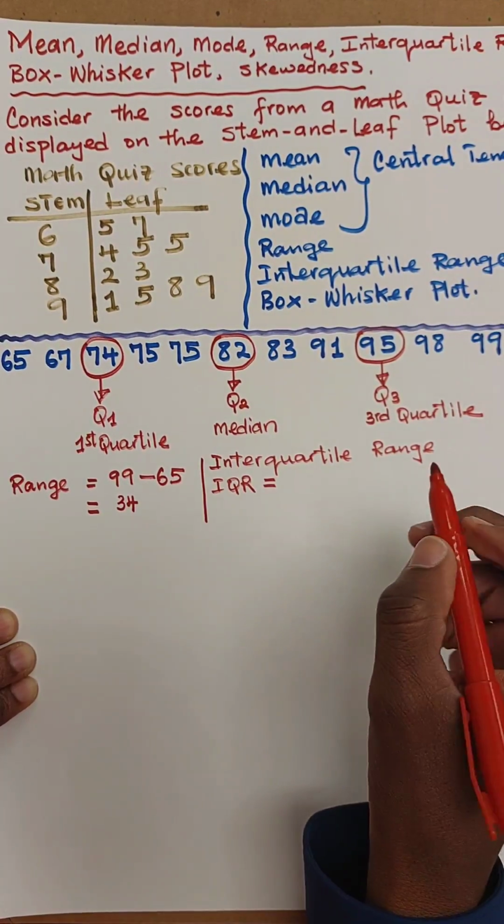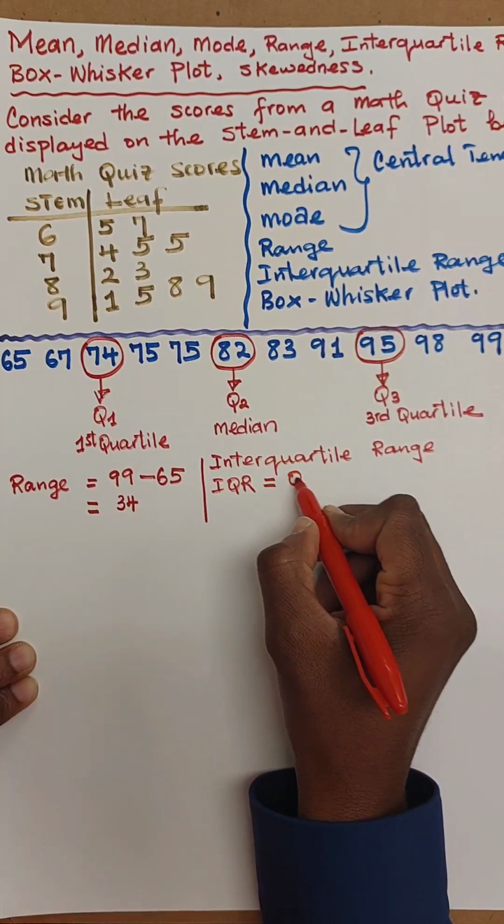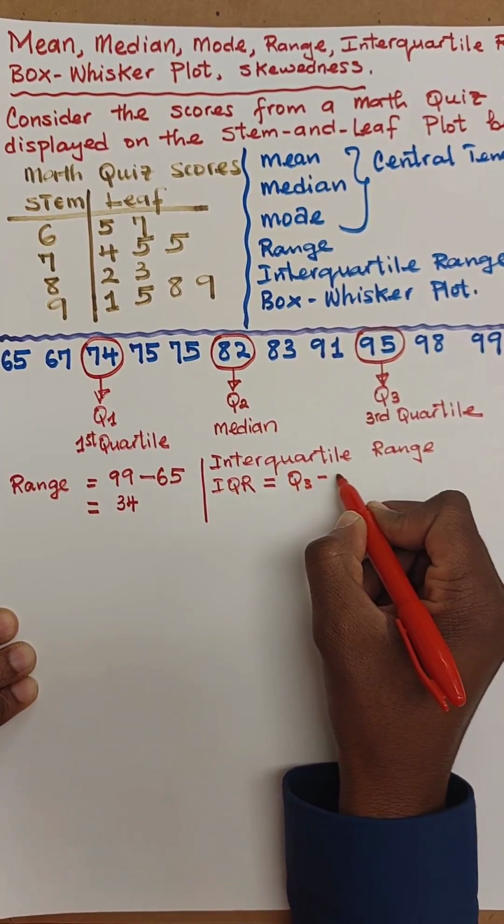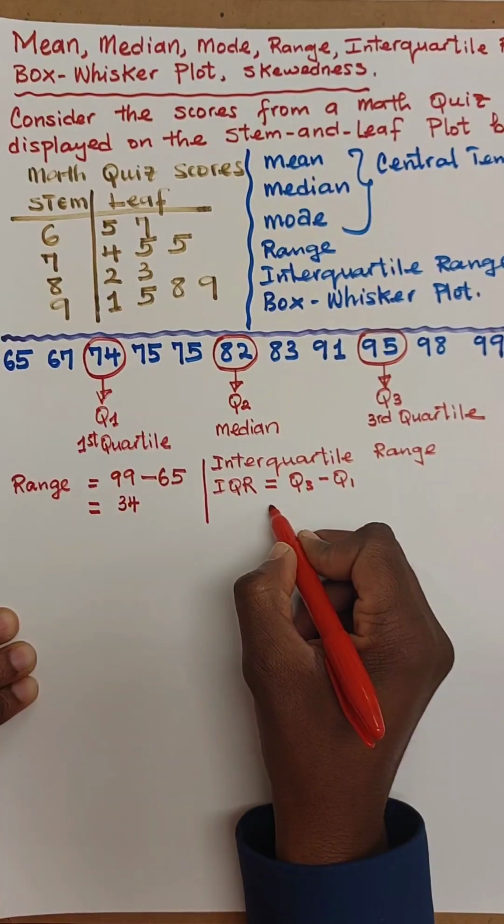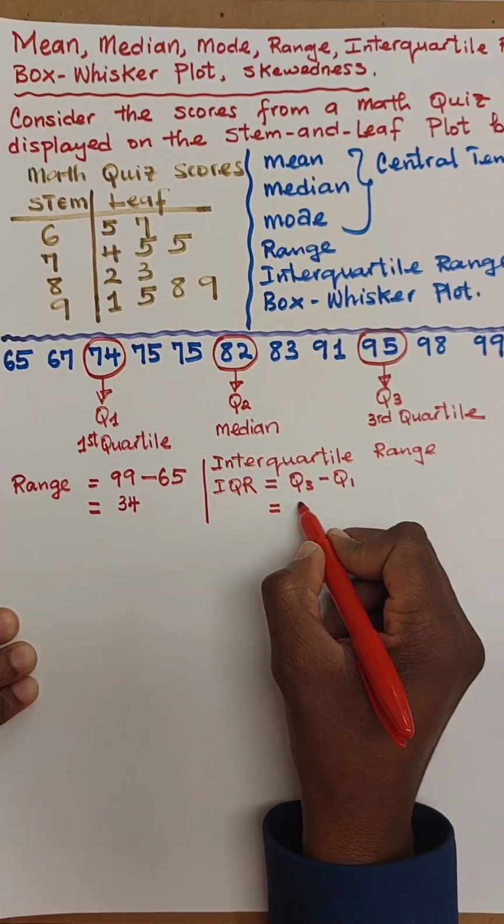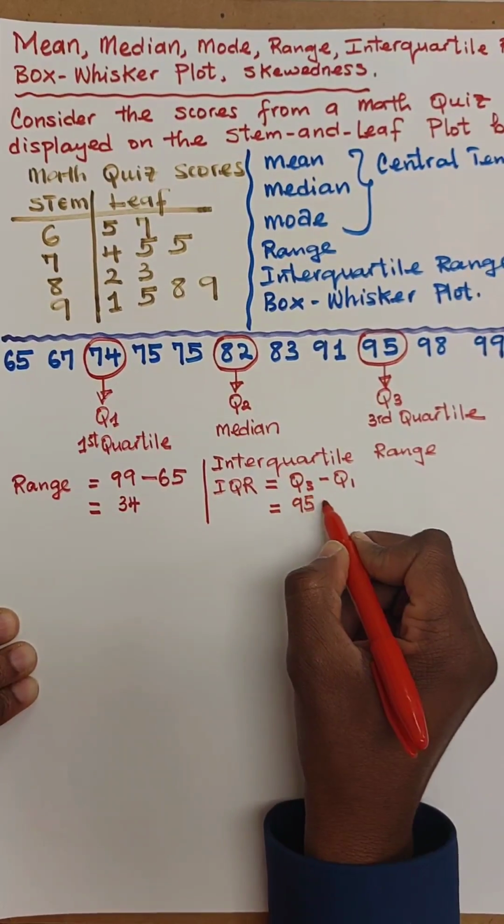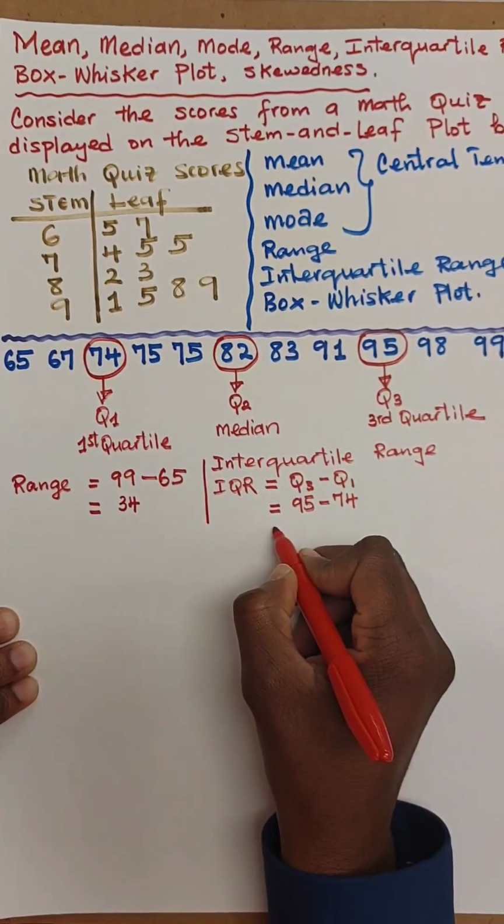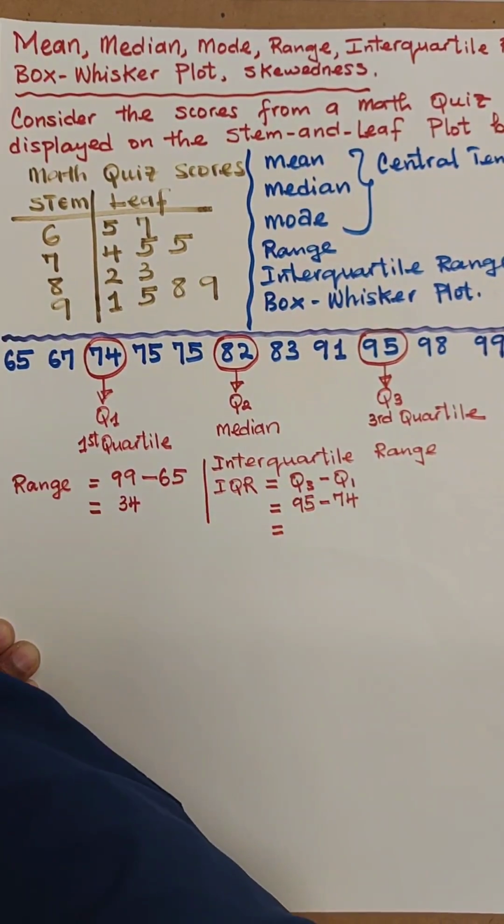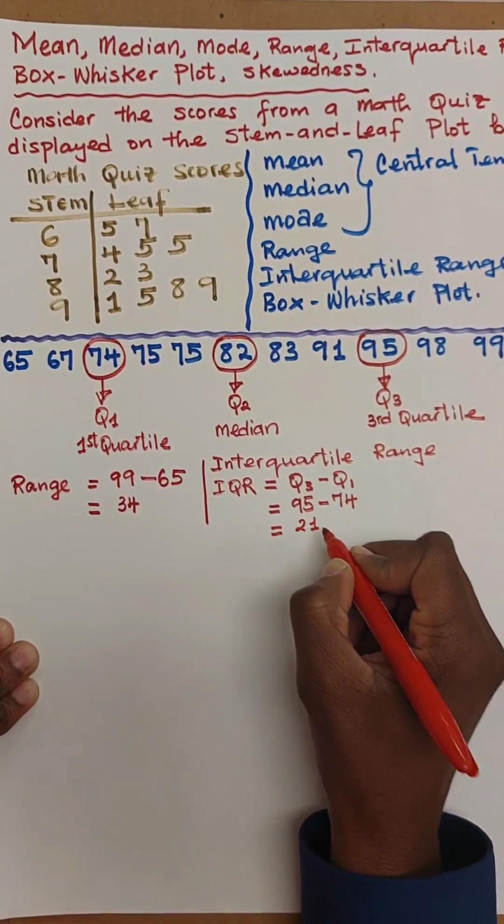So the interquartile range is calculated by the third quartile value minus the first quartile value. So the interquartile range in this case is 95 minus 74. And for this data, the interquartile range is 21.